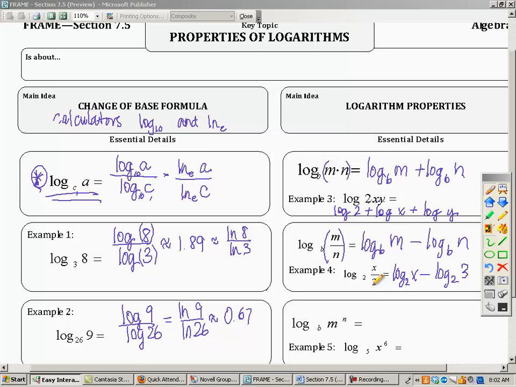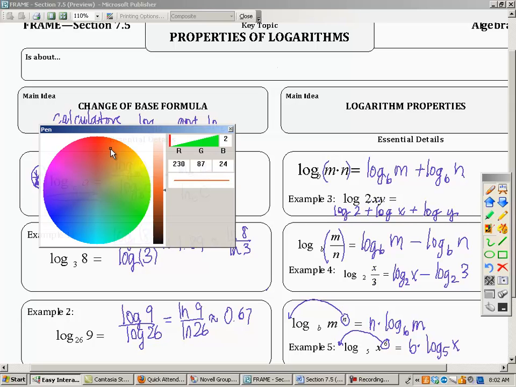The third property is called the power property. And so what that does is says we don't want this exponent in a log. So we're going to bring this exponent in front and multiply it to our log. So n times the log base b of m. So how does that work in the one below? The 6 comes down in front, and you say 6 times the log base 5 of x.